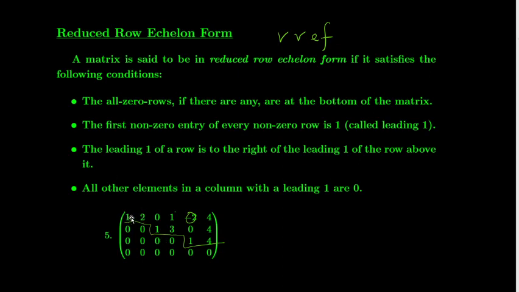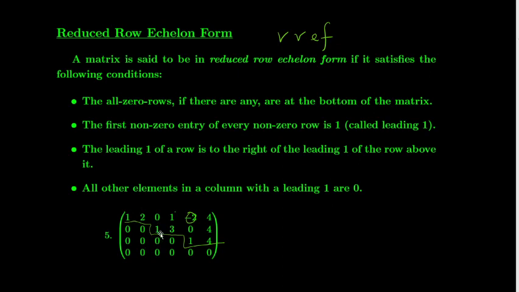Column 1 has the leading one of row 1. It is required by the last condition that all other numbers in that column are zeros. You see that condition is satisfied, right? For the last condition, you do not have to check column 2. Why? Because there are no leading ones in column 2.